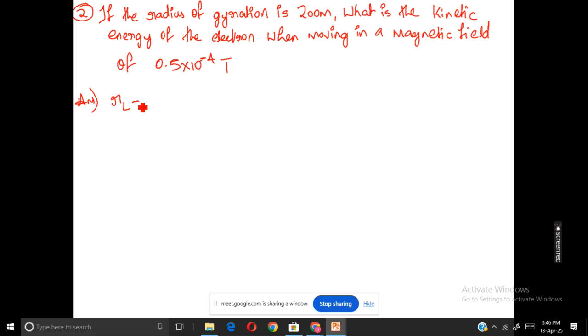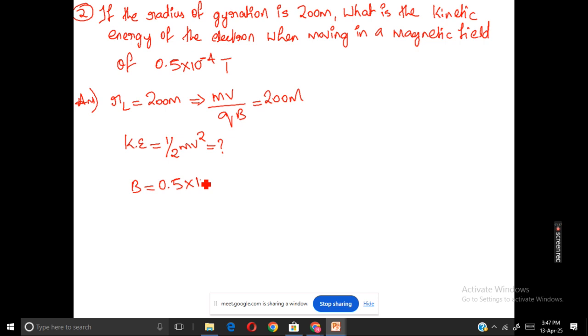So given RL is equal to 200 meters, which means, we know RL is given by mv by qB. mv by qB is 200 meter. We want to find the kinetic energy of the electron. Kinetic energy, half mv square, is equal to question mark. B is given as 0.5 into 10 raised to minus 4. We need to find the kinetic energy.